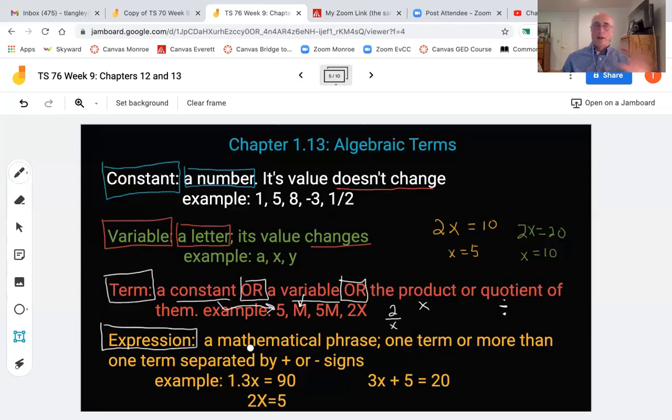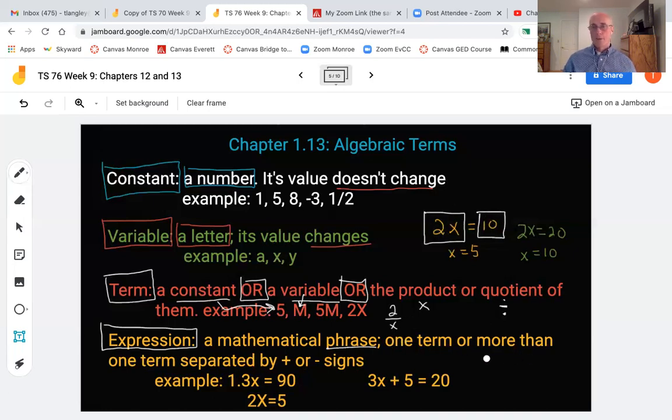Well, that's kind of one analogy to what an expression is. It's very often half of an equation. You see here, this 2x, that is an expression. And this over here is the other half of the equation, okay? So look at the definition. It's a mathematical phrase, one term or more than one term separated by a plus or minus sign. So it could be just one term on the other side of an equal sign. This 10 here is an example of a term on the other side of an equal sign. So this is what we call an expression. It's half of the equation, okay?